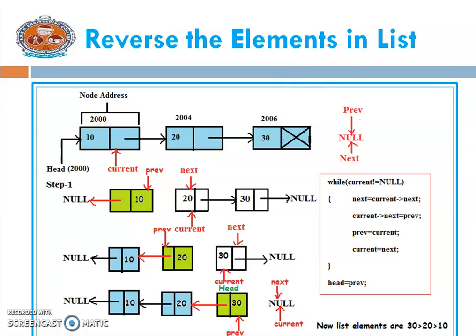Again, iterate the loop, current not equal to null. Now current is equal to null, so the condition fails. Exit from the loop, head equal to previous. We are pointing the head variable to the previous node. Now, the elements in the list are 30, 20, 10 respectively.